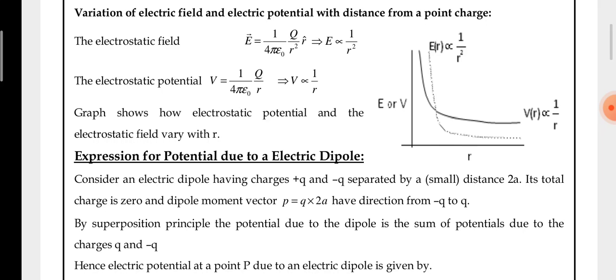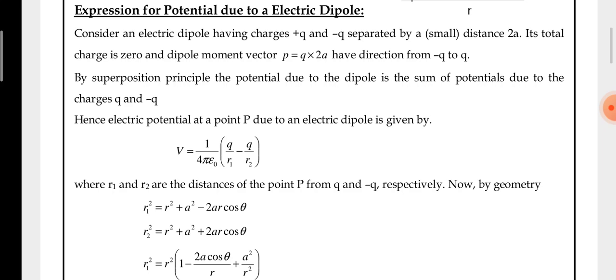Are you observing? On the y-axis they have taken electric field and potential. On the x-axis they have taken distance. Since electric field is inversely proportional to the square of the distance, the electric field decreases rapidly with distance. But electric potential won't decrease like this. So just observe, okay, electric field you have to show decreasing rapidly, like this, right?